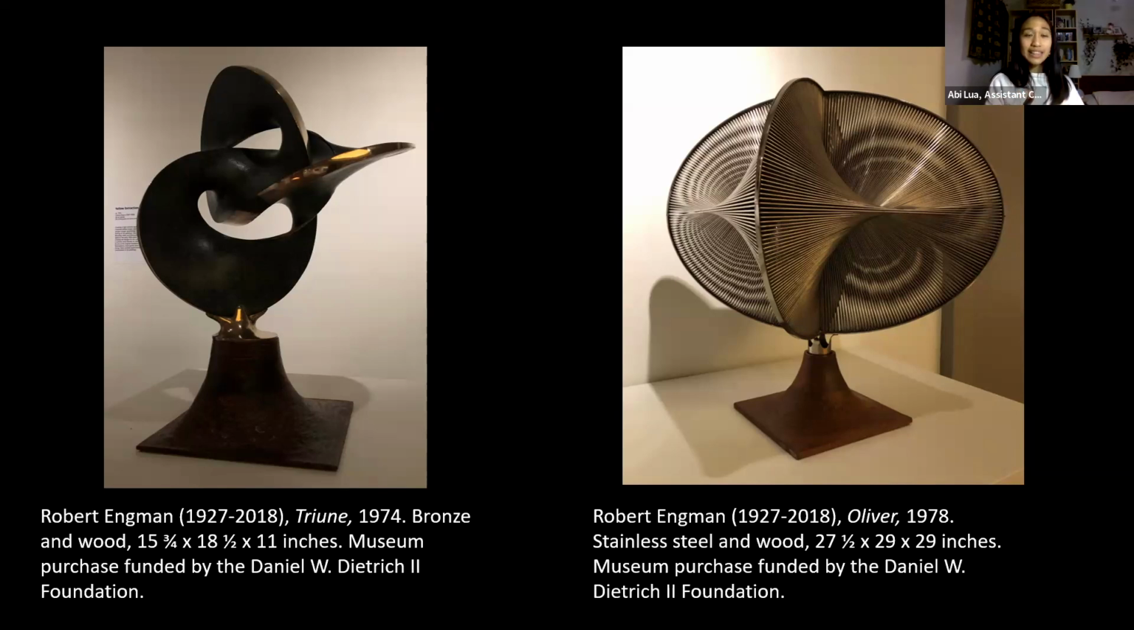And so you can really see that, at least with Triune, you get a sense of its curves, but then also, even in this study form, its mass. And then with Robert Engman's Oliver, I should also add that Oliver is the name of the son of the man who commissioned this work at the College of William and Mary. And so that's why it's called Oliver. It has nothing to do with its form necessarily. But if you look at its form, you'll see that there are tons of stainless steel rods. And so this was one of Engman's first stainless steel rod sculptures.